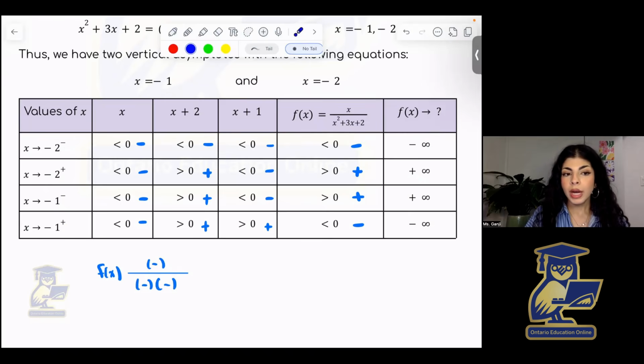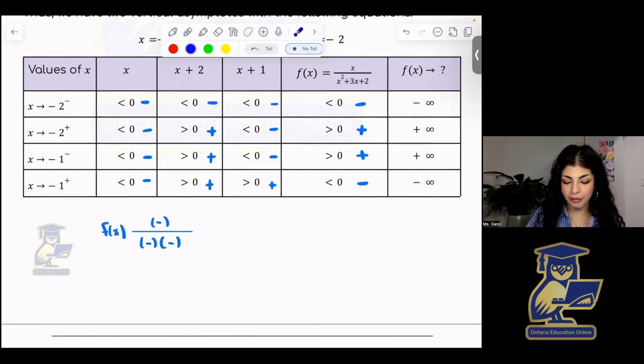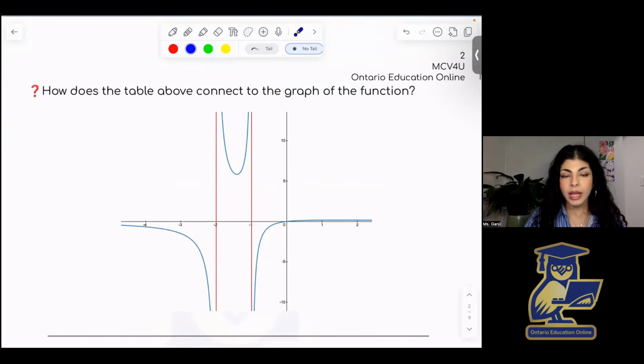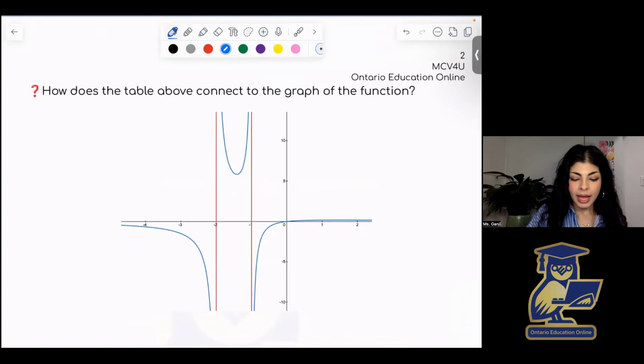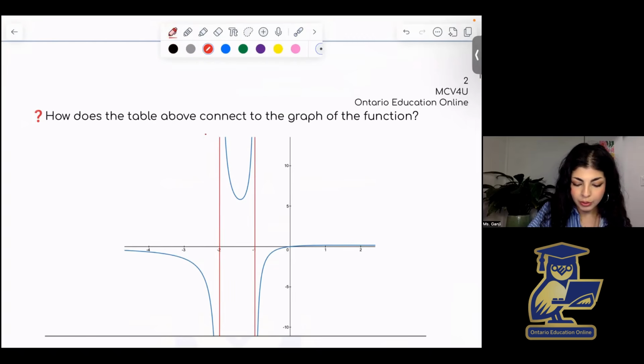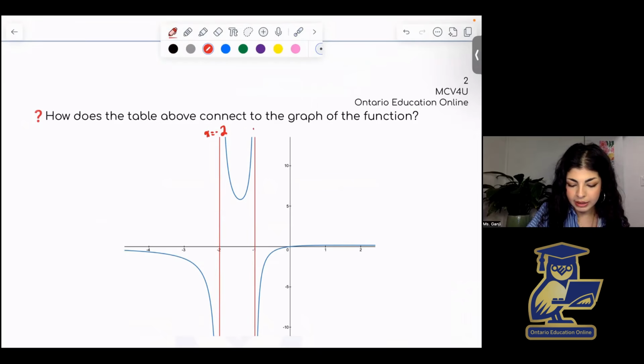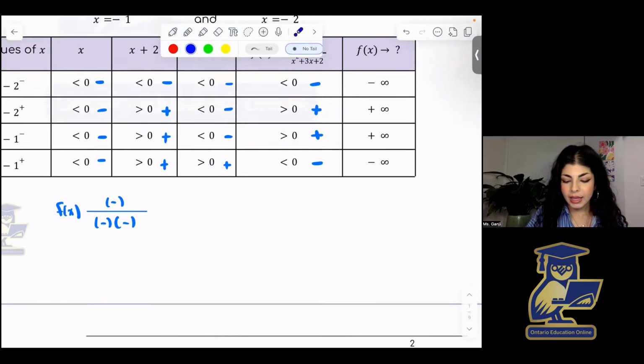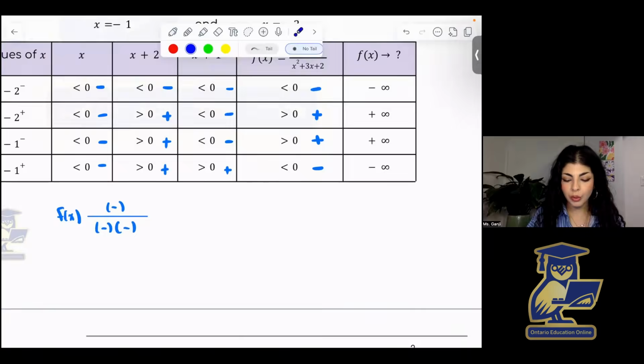And so try to think right now, what do you think the curve might look like for this function? And so I'm going to show you the curve now, and we're going to be making connections from this table to the graph. So here's the function, and here we have our two asymptotes. So this is x is -2, and this is x is -1. And we can clearly see these values over here shown in our table.